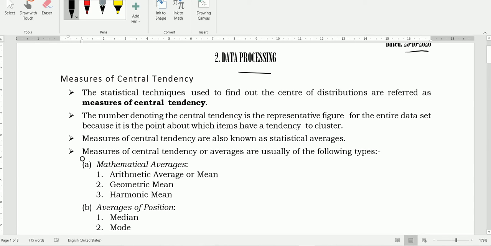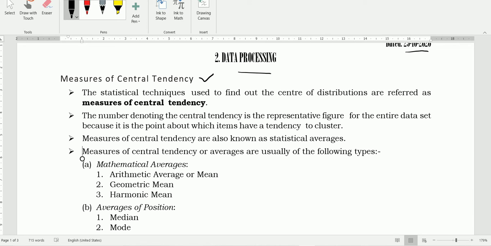So let us start with the measures of central tendency. Okay, its concepts. So let us read together. The statistical measure techniques used to find out the center of distributions are referred to as measures of central tendency.